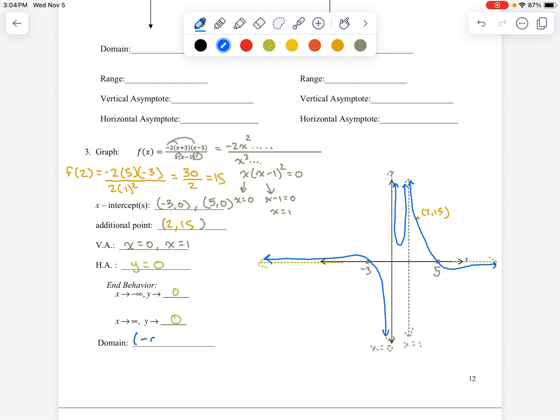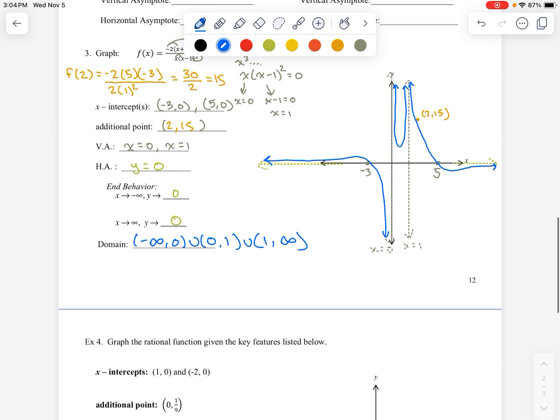So the domain is negative infinity to 0, 0 to 1, and then 1 to infinity. That's where the vertical asymptotes are.